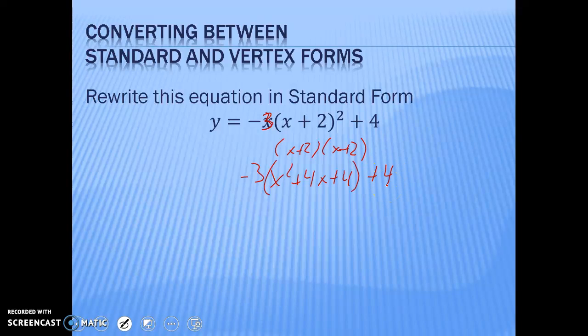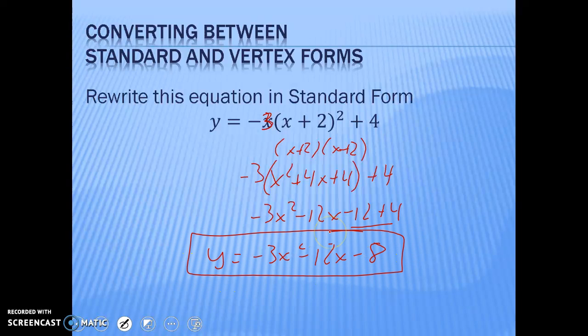So then if I distribute my negative 3, it's going to be negative 3x squared minus 12x minus 12 plus 4. And my final answer is going to be y equals negative 3x squared minus 12x, and then negative 12 plus 4 is negative 8. And so in standard form, I would have y equals negative 3x squared, that's squared right there, minus 12x minus 8.